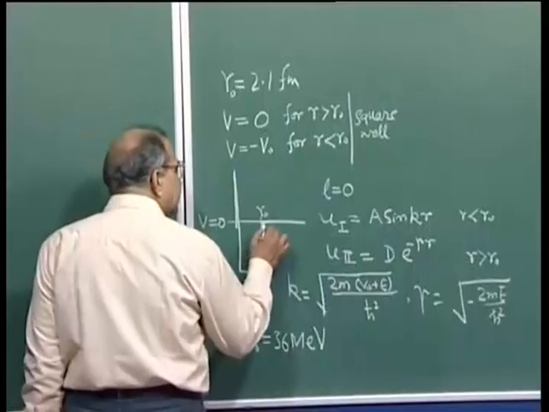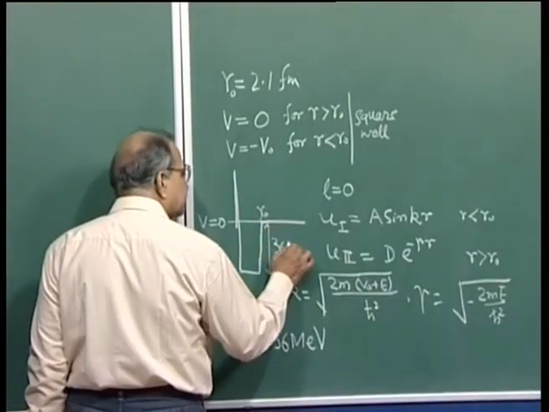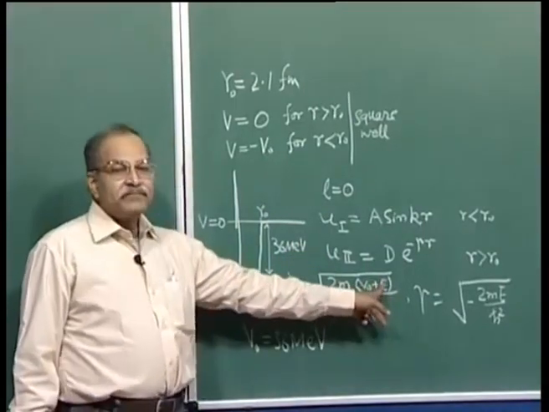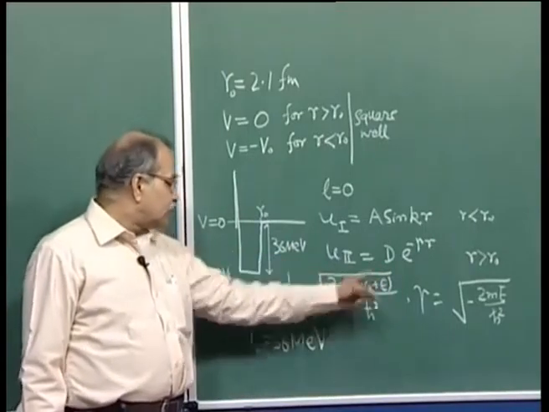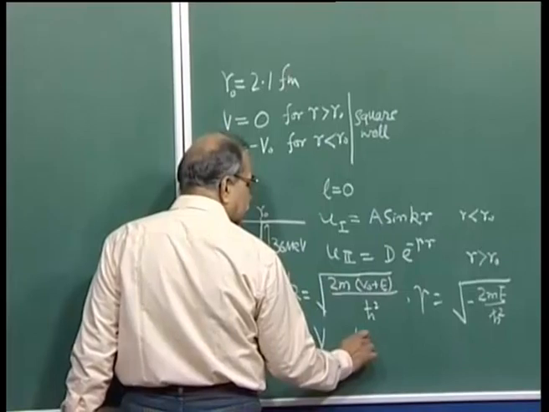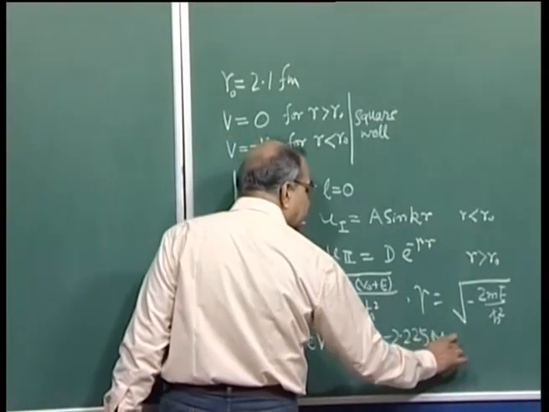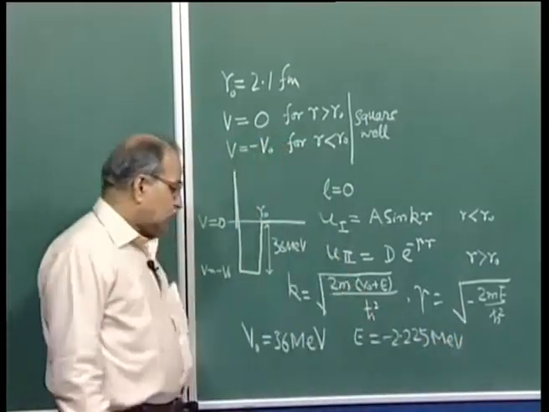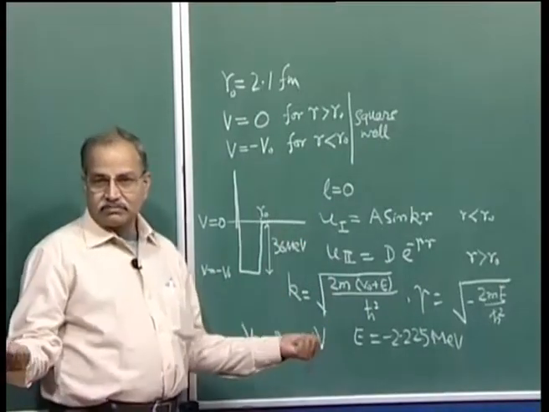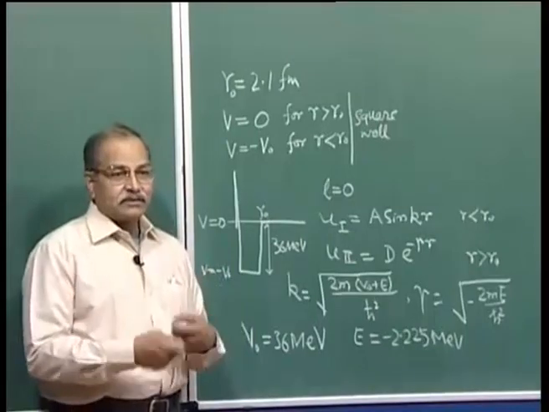So, now we know that this depth is 36 MeV, and what is the energy of the deuteron, E? We have already used that E to get this 36 MeV. That E was minus 2.225 MeV, which is the binding energy of the deuteron. If you supply this much of energy, they can separate out, right. If that energy goes into the internal structure.